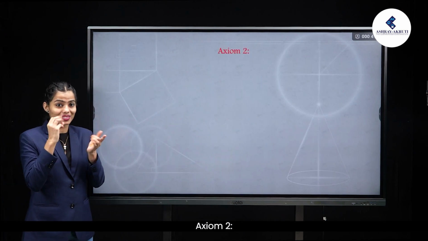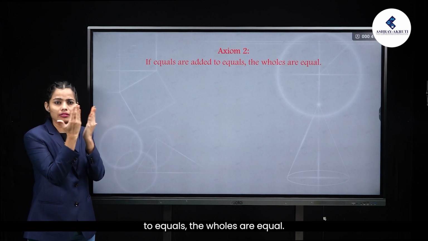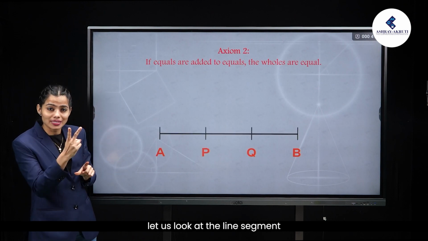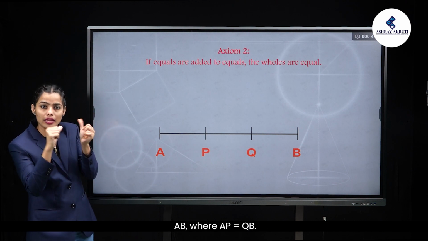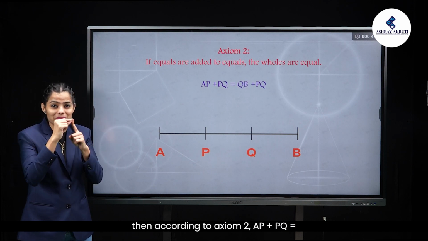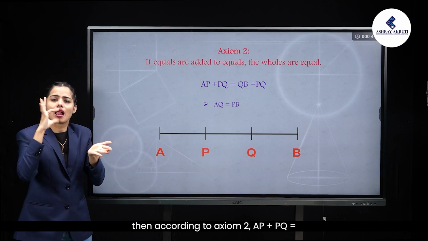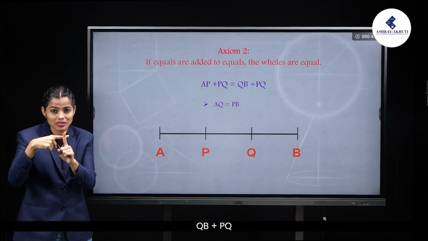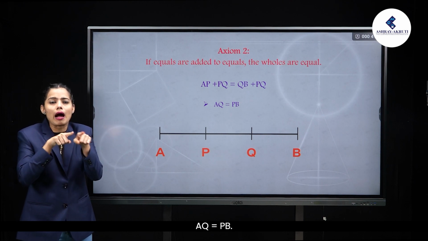Axiom 2. If equals are added to equals, the wholes are equal. Let us look at the line segment AB, where AP is equal to QB. When PQ is added to both sides, then according to axiom 2, AP plus PQ is equal to QB plus PQ. Therefore, AQ is equal to PB.